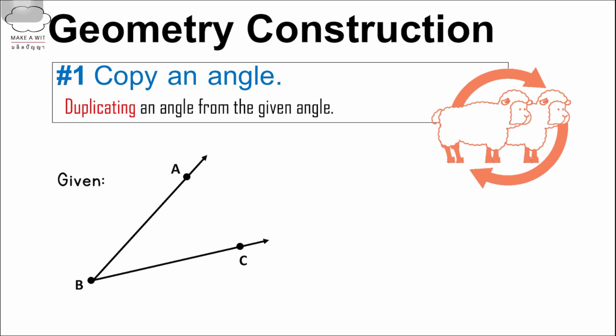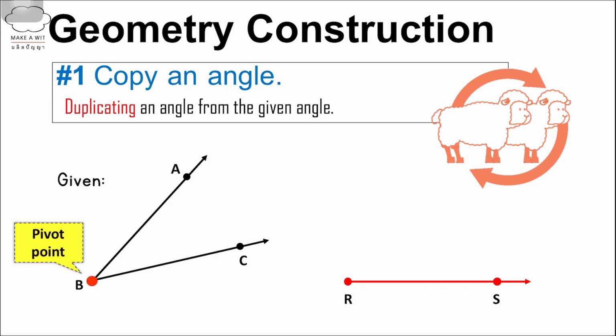Okay, over here, how can you duplicate it? First step, you just make one ray. Okay, make one ray. And make sure that you use this as a pivot point. For the angles, it doesn't matter for the size of the ray, the length of it, because it can go to infinity. So just make sure that you made a straight line, and start from the pivoting point.